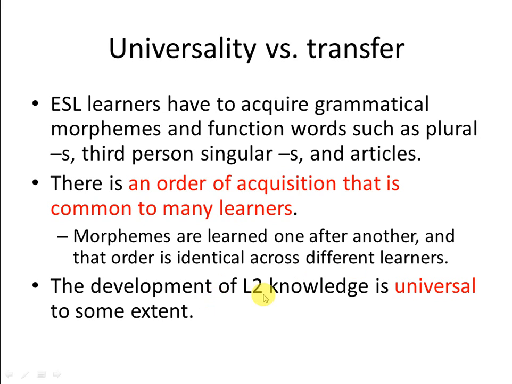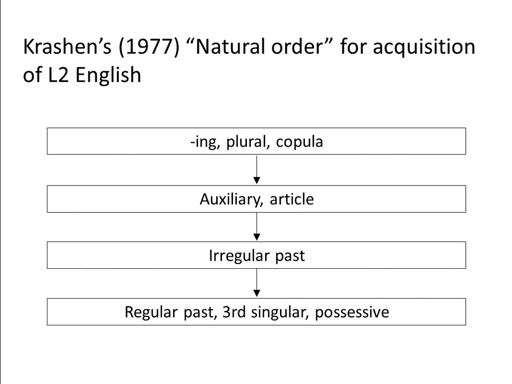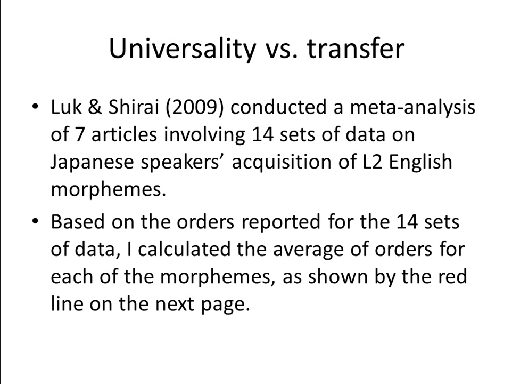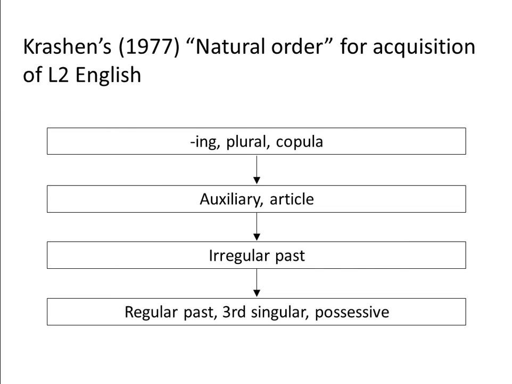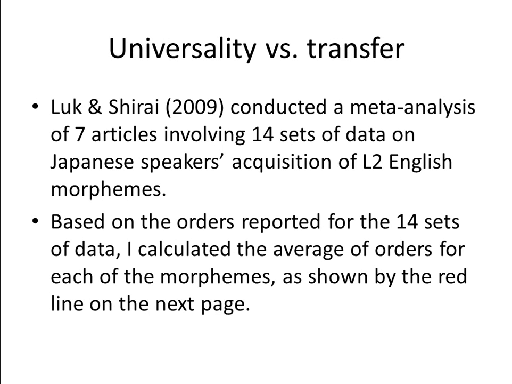So it seems that the development of L2 knowledge is universal to some extent. So there is a kind of universal pattern in the acquisition of English as a second language. And this famous researcher called Krashen proposed what is called the natural order for acquisition of L2 English. So he claimed that these morphemes and function words are acquired first, and then these are acquired next, and after that this is acquired, and lastly these are acquired. So this is the acquisition order, or natural order of acquisition in L2 English. But so there is universality to some extent, but there's also transfer effect. There is also cross-linguistic influence.